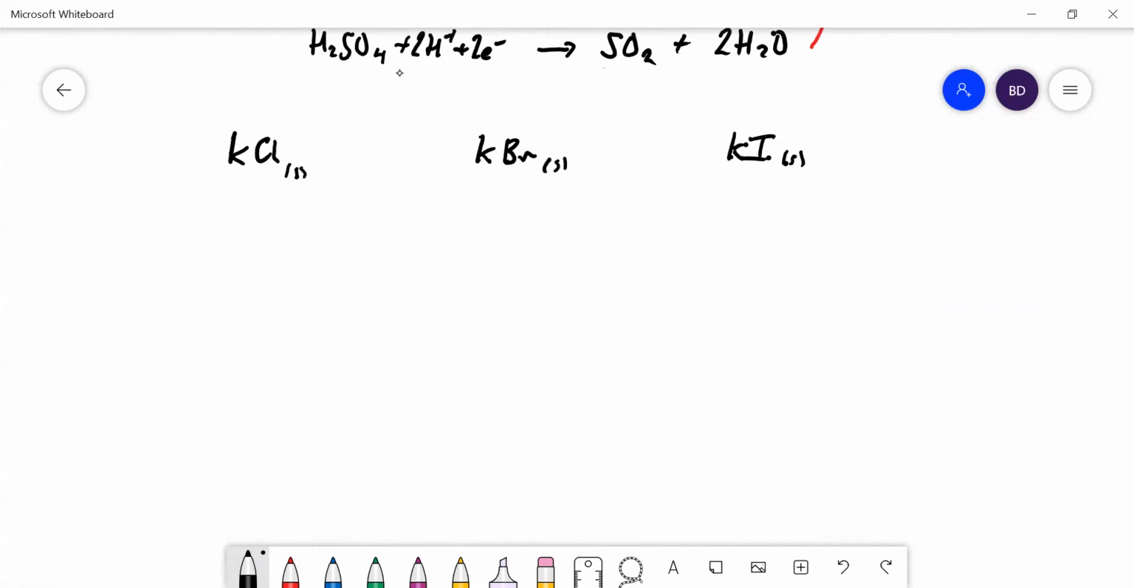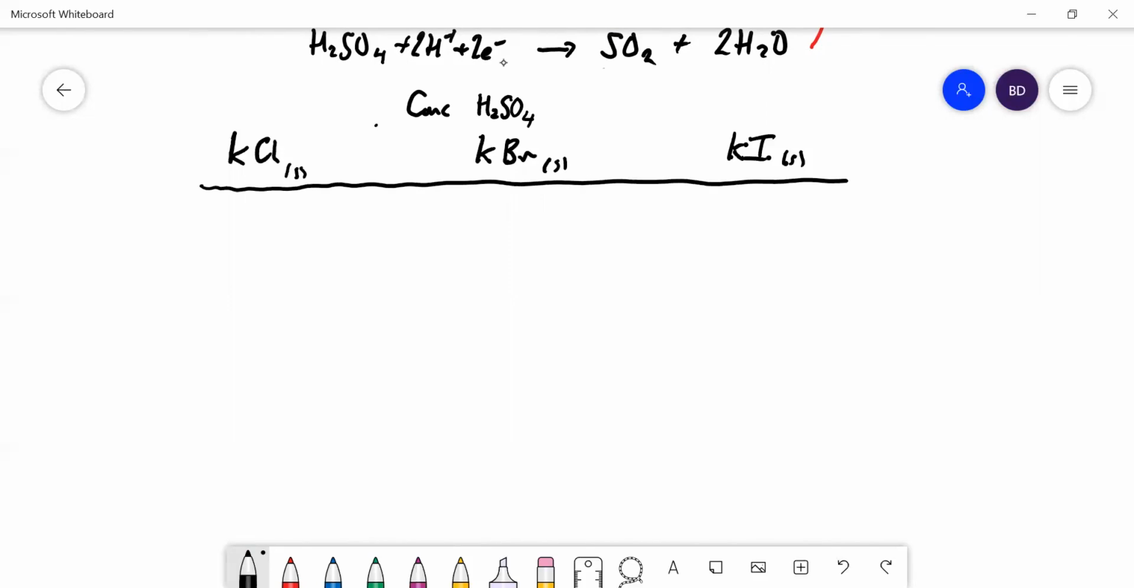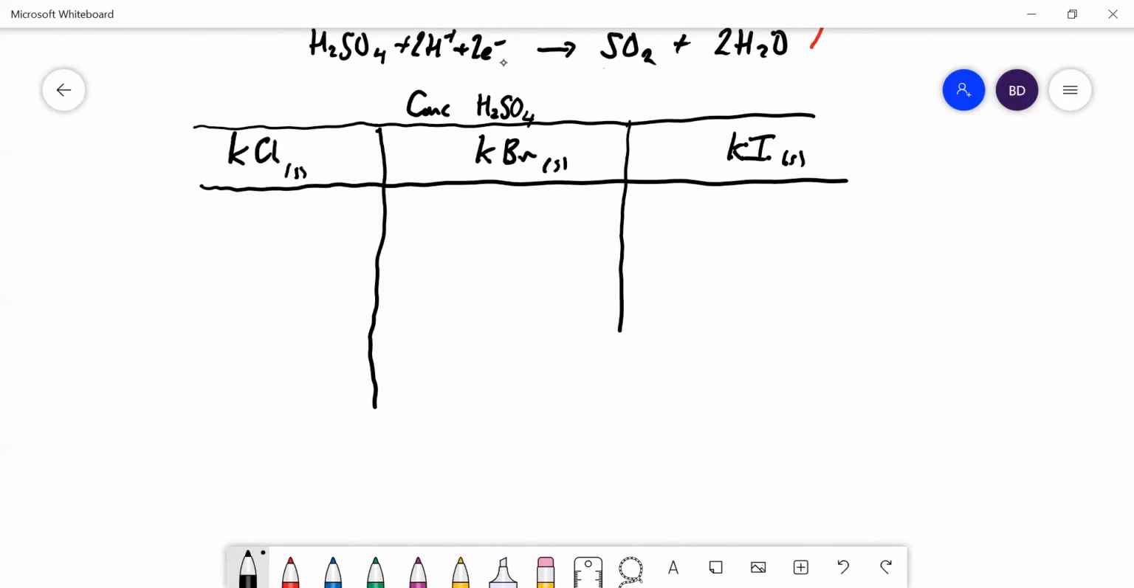And this is when you react them with concentrated sulfuric acid. So you're adding conc H2SO4. These reactions don't work if you do it with dilute, because the concentration of the reactants is too low and you don't notice a reaction occurring. So I'm going to write down the products that you get with each of those.